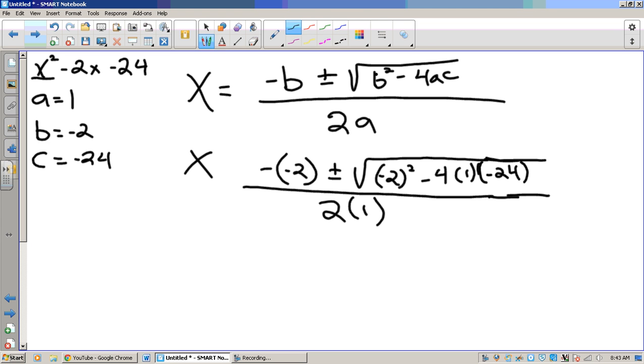So we've got -2 plus or minus the square root of b squared, which is -2 squared, minus 4 times 1 times -24, over 2 times 1. And then you just do the math.